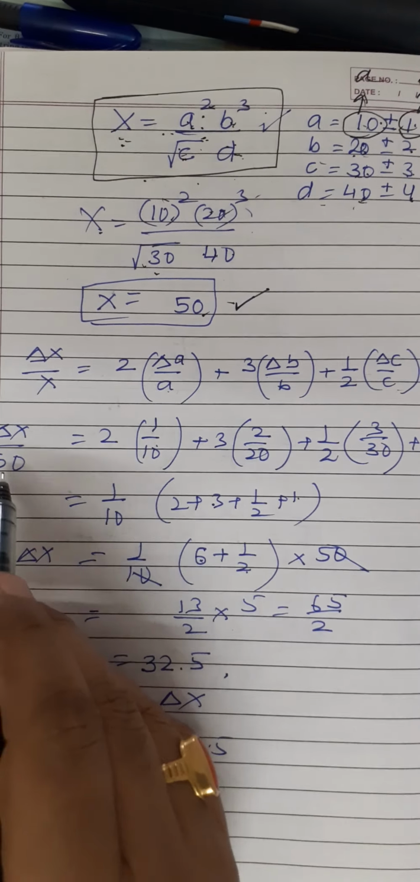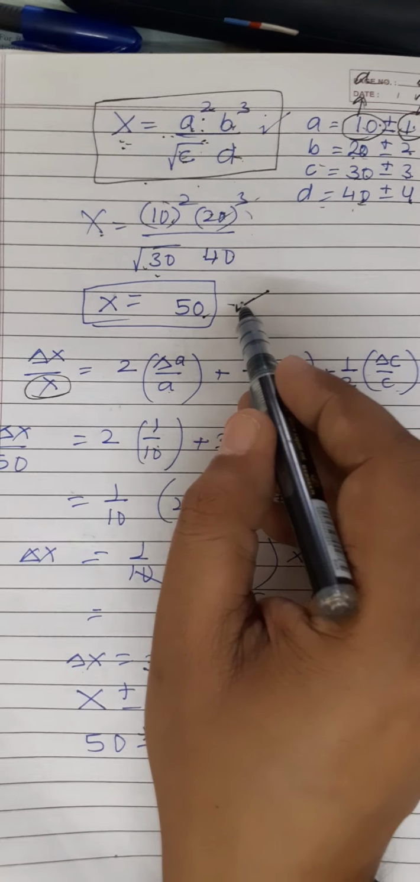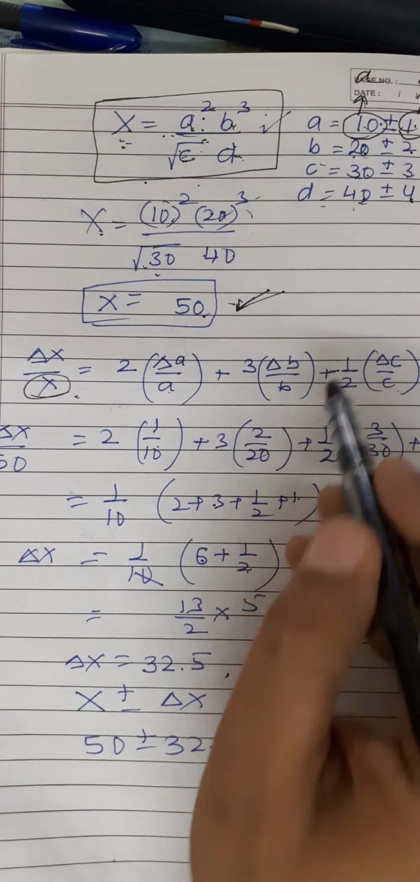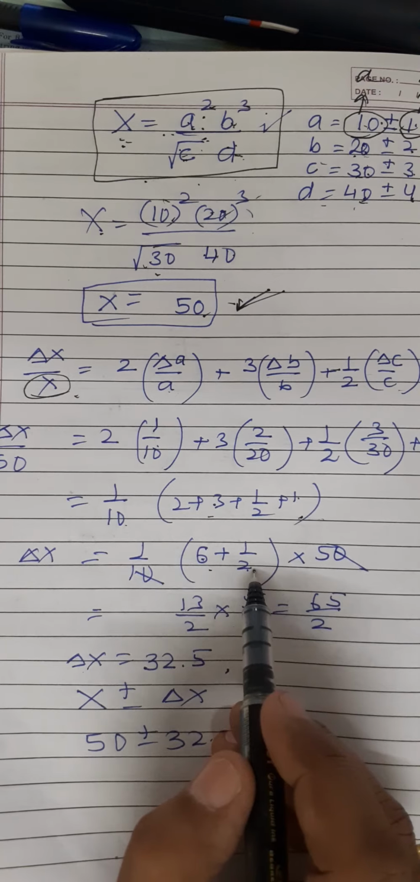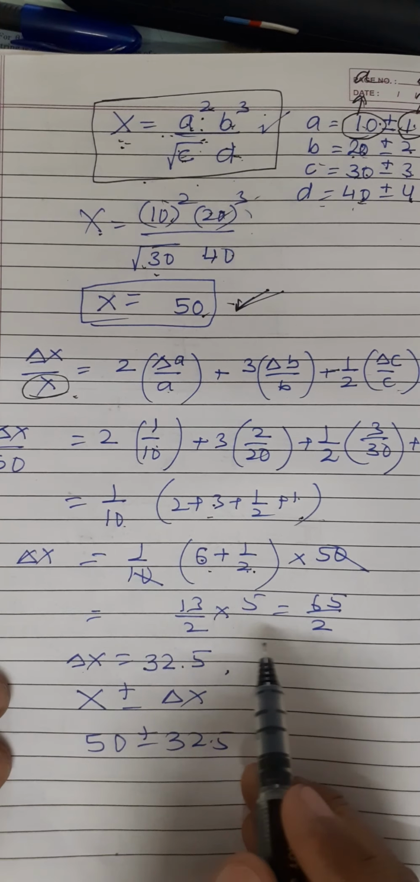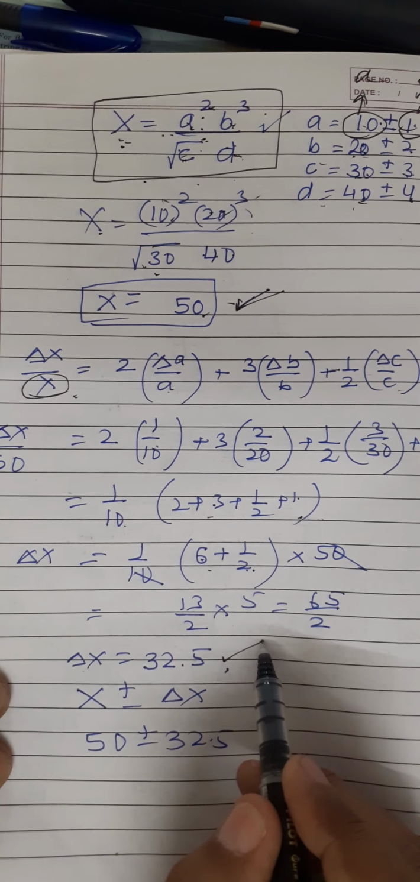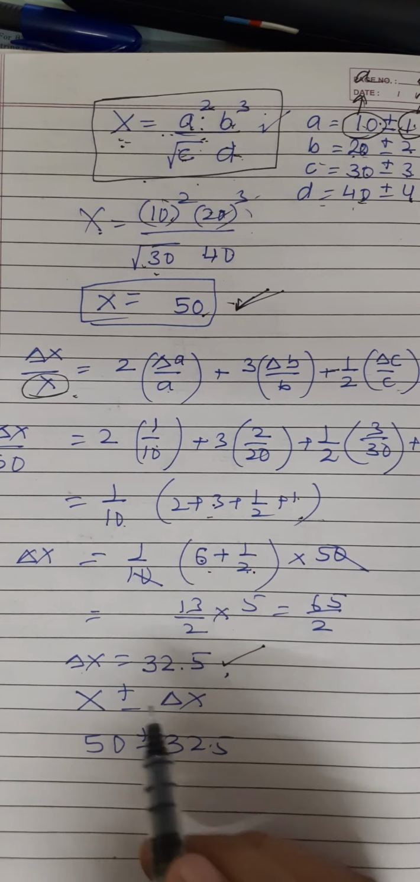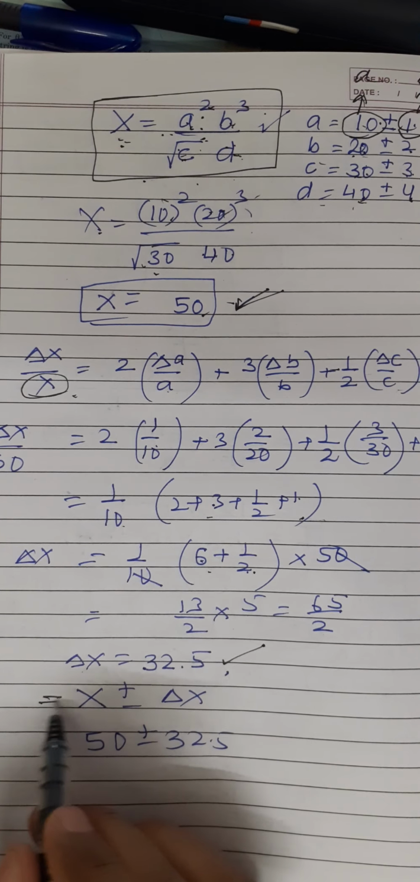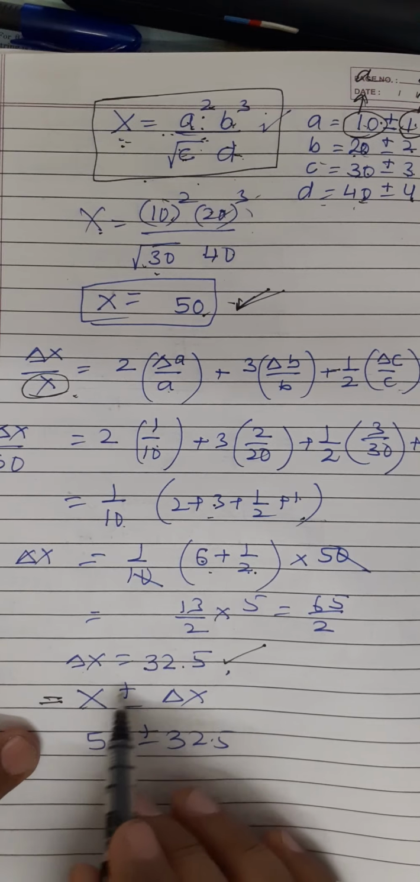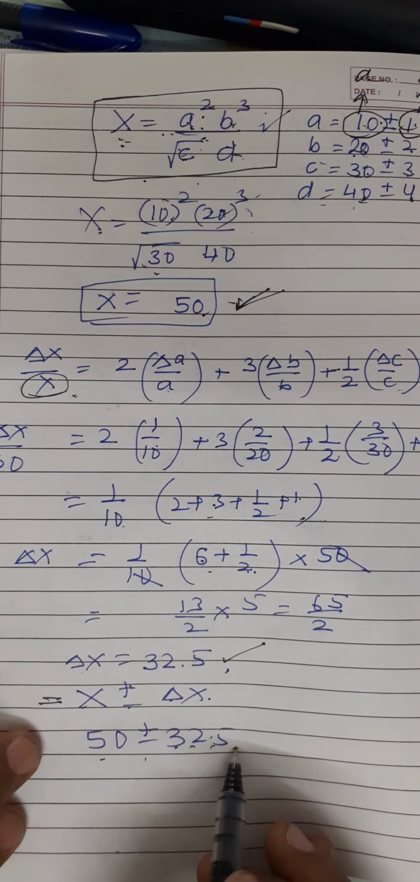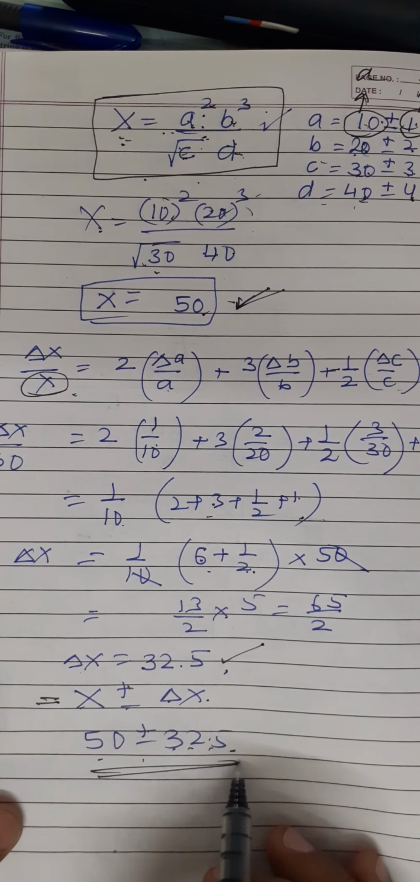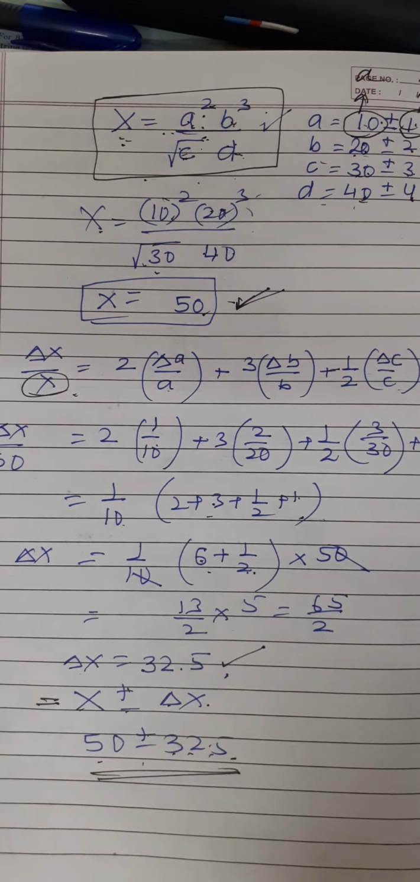After solving them and taking the value of x, which we suppose to be 50, along this side, you can solve it like this, taking the LCM over here, cancelling the common factor. This will come out to be 32.5. Clear? So finally we can write the physical quantity x as x plus minus delta x. So it will come out to be 50 plus minus 32.5. So in this way we can solve the numericals related with the errors.